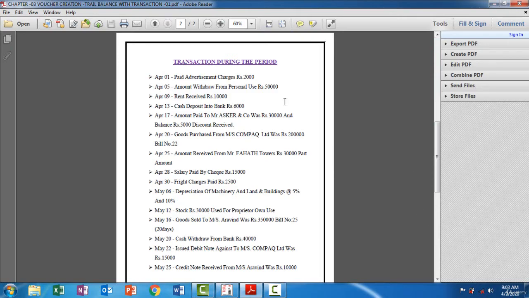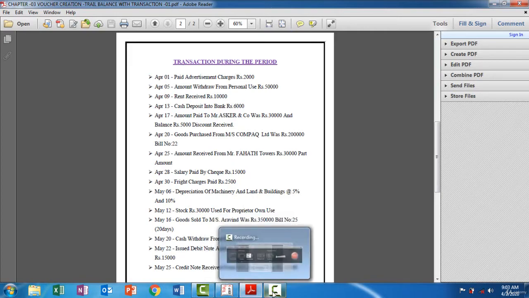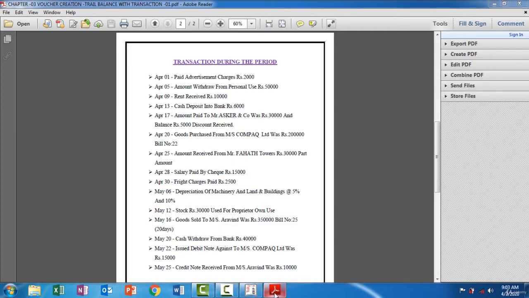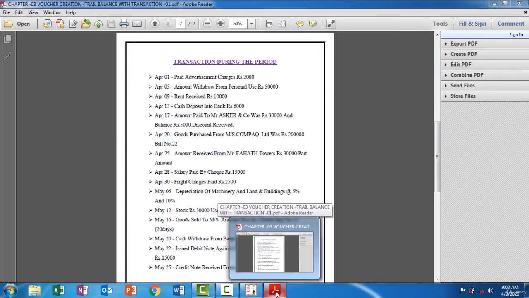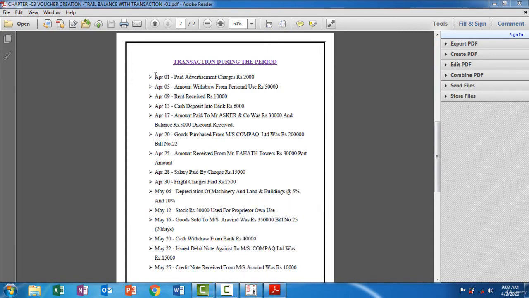So the transaction during the period: April 1st, paid advertisement charge 2,000. I'm going to enter the transactions one by one. First you need to know what the voucher type is. Second, the double entry. If you know these two, whatever the transaction, you can easily enter it into Tally.